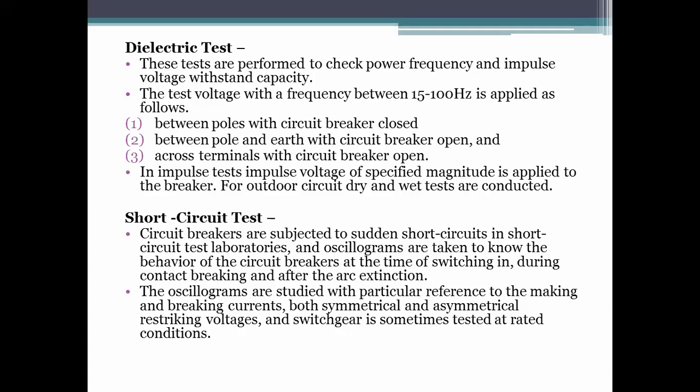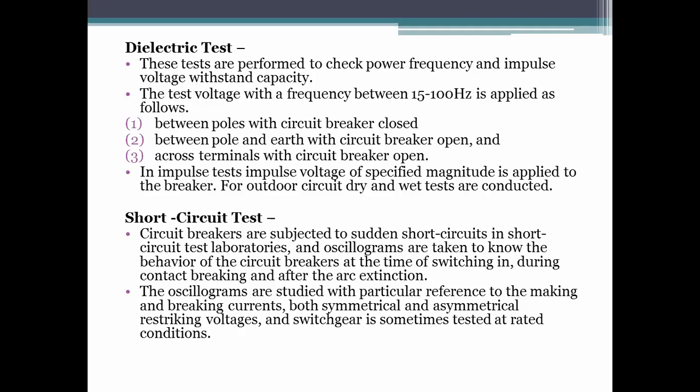This is the voltage at the time of arc quenching that we are checking here, and the test voltage with a frequency of 15 to 100 hertz is applied as follows. So how are we applying that voltage? With a frequency of 15 to 100 hertz. It is applied between poles with the circuit breaker closed. When the two contacts of the circuit breaker are closed, between these poles we can apply it.